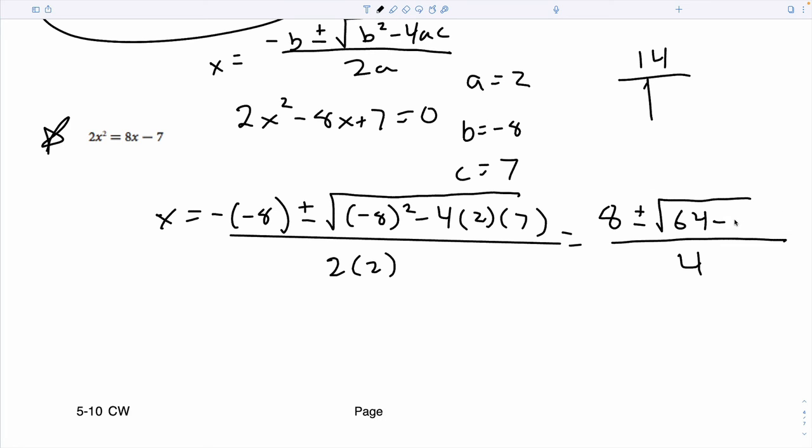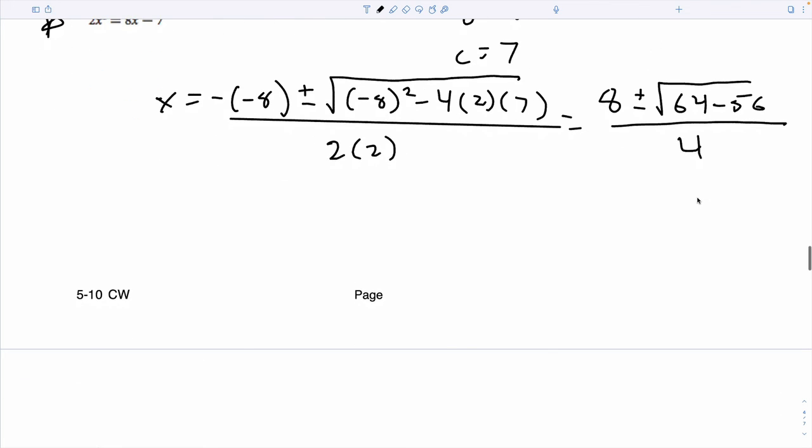Common blunder, if you made it, go ahead and rewrite it. 8 plus or minus the square root of 8 over 4. We're going to try to simplify this thing. I can cross out the 4 and the 8 and cross cancel those, make a 2 and a 1. Why can't I cross out square root 8? Why can't I cross out that? Elliot?